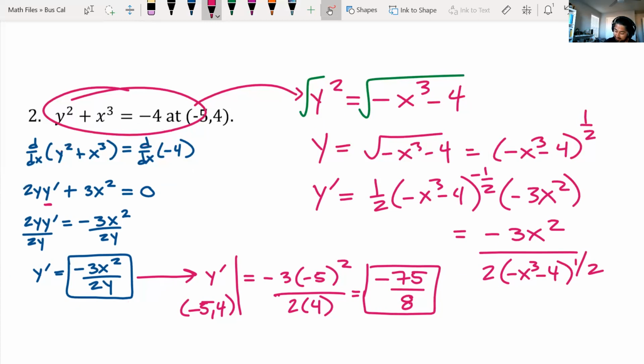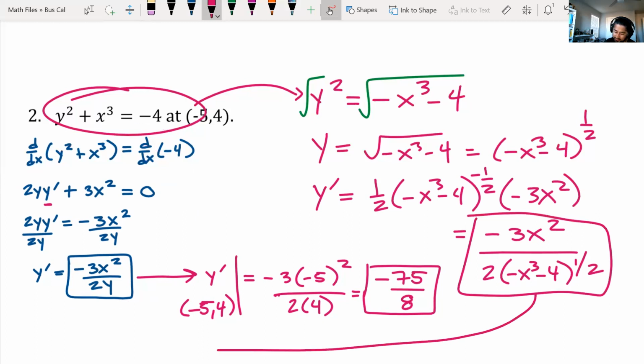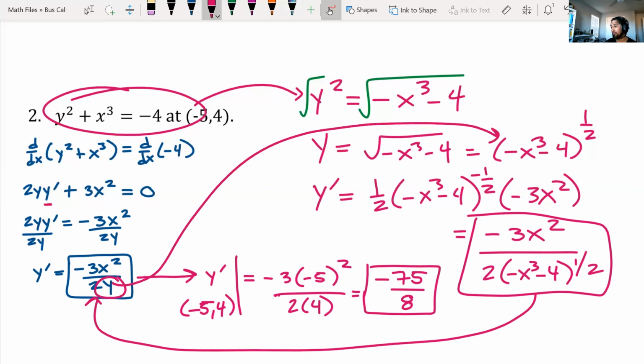And believe it or not, this answer and this answer are equivalent. Because what I did here was say, hey, guess what? This y value is the same as that.